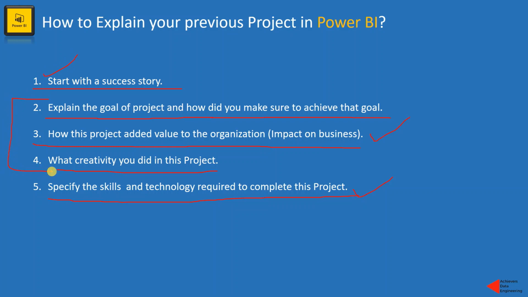These three points, maybe you can shuffle them as per the situation or as per the project that you are explaining. However, the success story should come first, and skills and technologies should come at the end. And do not forget to mention the creativity that you added to the project. All right. So I hope you are getting some idea how you can go ahead and explain your project, and how you can explain any other project that you have worked on.